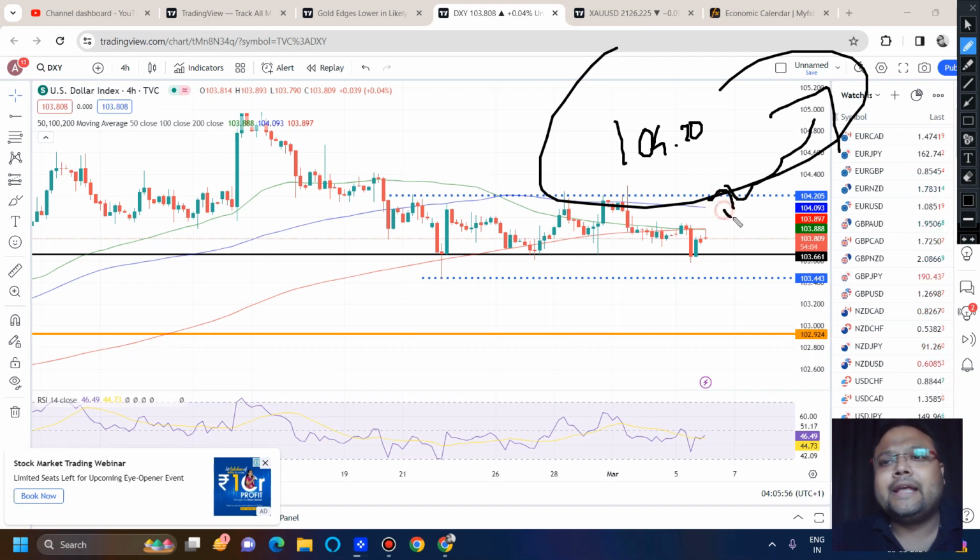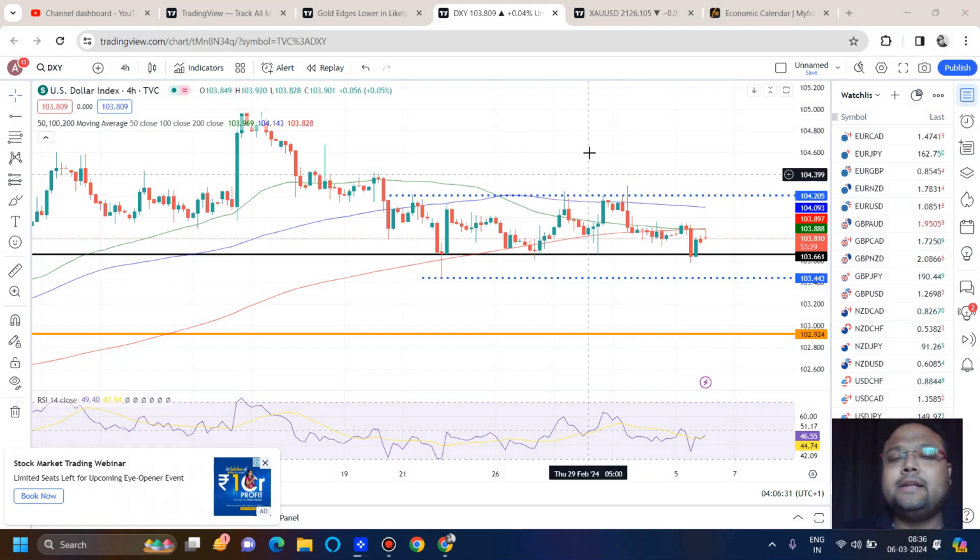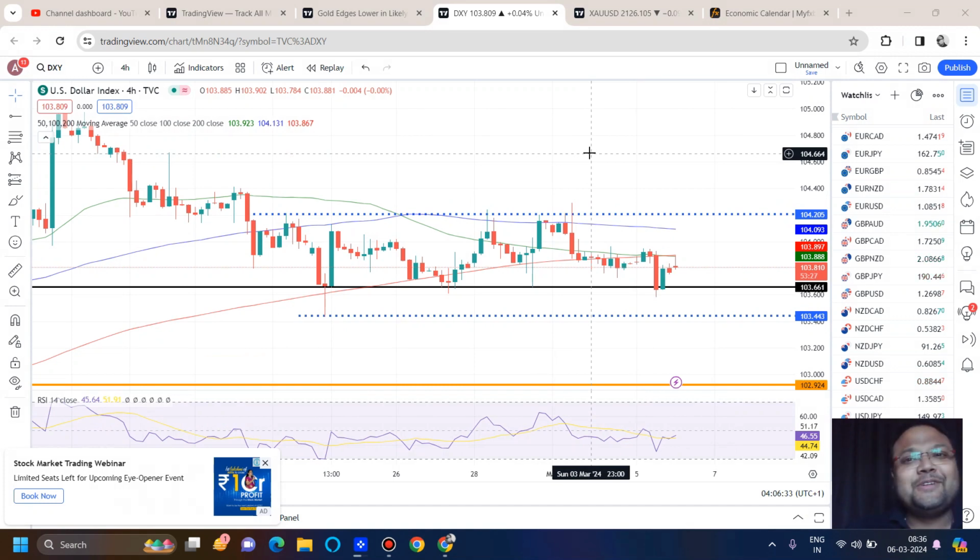Ultimately, it gets rejection. If DXY fails to go up, and if we see DXY going down, then our next important level will be 103.40, because if DXY breaks 103.40, it will be heading towards the 103 level. If that happens, we will see a good amount of upside on the charts of Euro USD and GBP USD. That's why I said to try to follow the trend of the market after news.